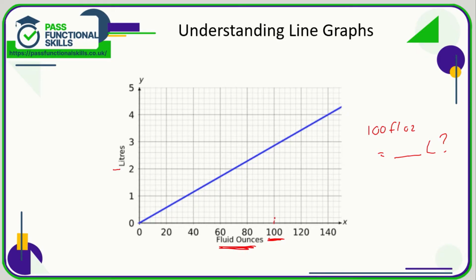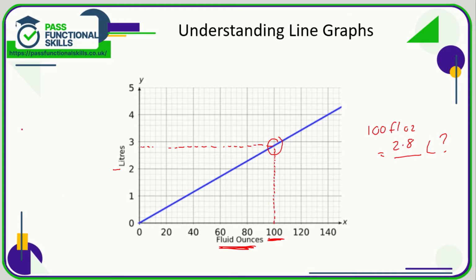And what I'm going to do is go up to my line, and you can see it hits the line at this point here. So this point on the line corresponds to 100 fluid ounces, but also it corresponds to this number of litres. So we know that each major grid line is an increase of 1 litre, so each minor grid line is an increase of 0.2: 2.0, 2.2, 2.4, 2.6, so that is 2.8 litres.